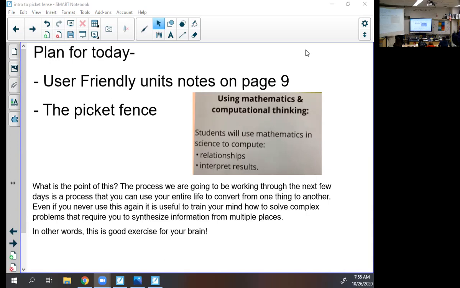All right, even if you never use this again, it's useful to train your mind how to solve complex problems that require you to synthesize information from multiple places. And you will do that a lot, whether it's math or not. You have to take information from a lot of places and formulate ideas. So it's just good training for your brain. And then I am required by the end of the year to have covered all of these things. And so we're right here in blue. This is using mathematics and computational thinking. So all these combine for this.